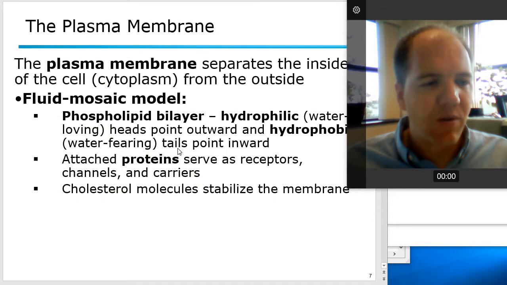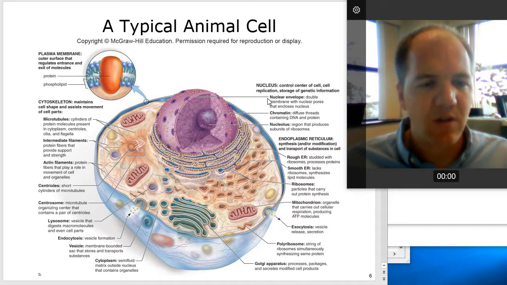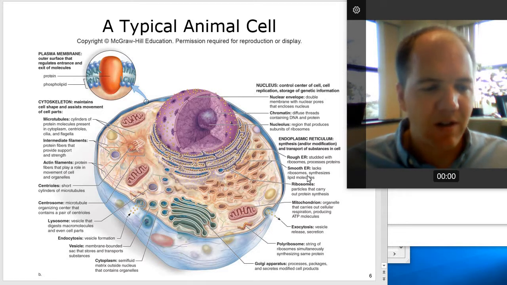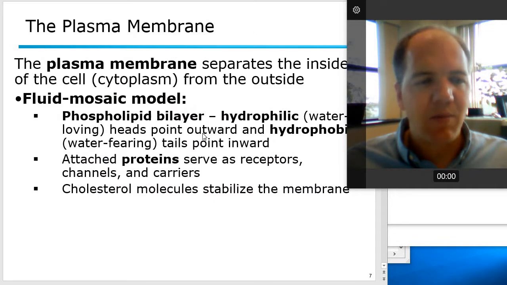Okay, so I'm not going to go through all the different organelles specifically, but you will need to know the organelles and their functions. So we'll go over them briefly. We're not going to spend a lot of time looking at those though. So, a little bit more about the plasma membrane, and how it works as a separation.